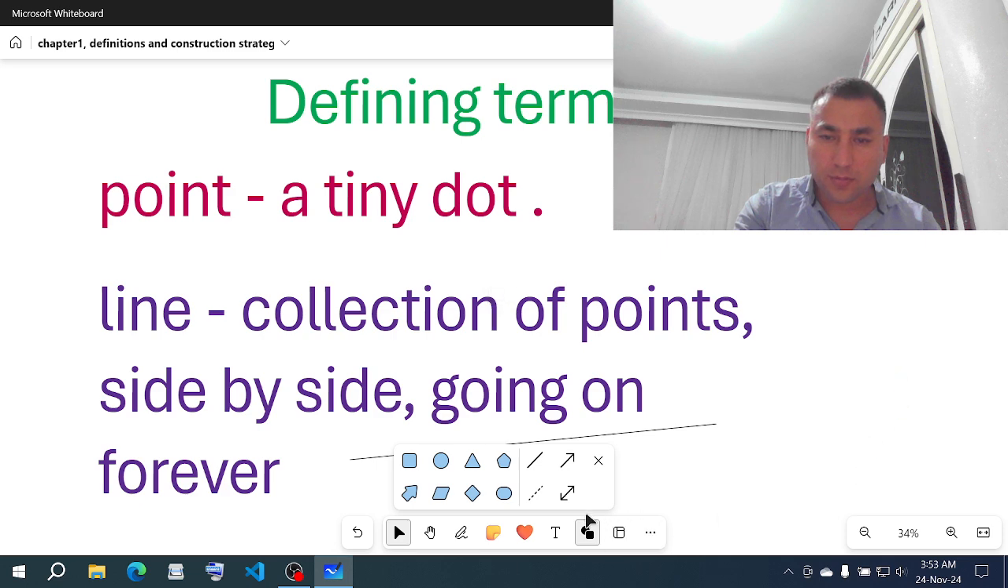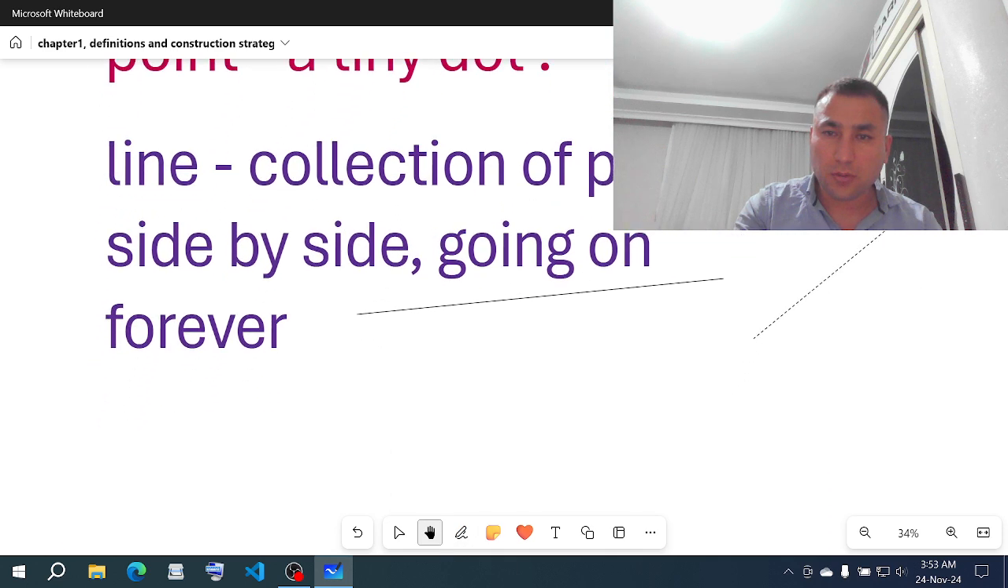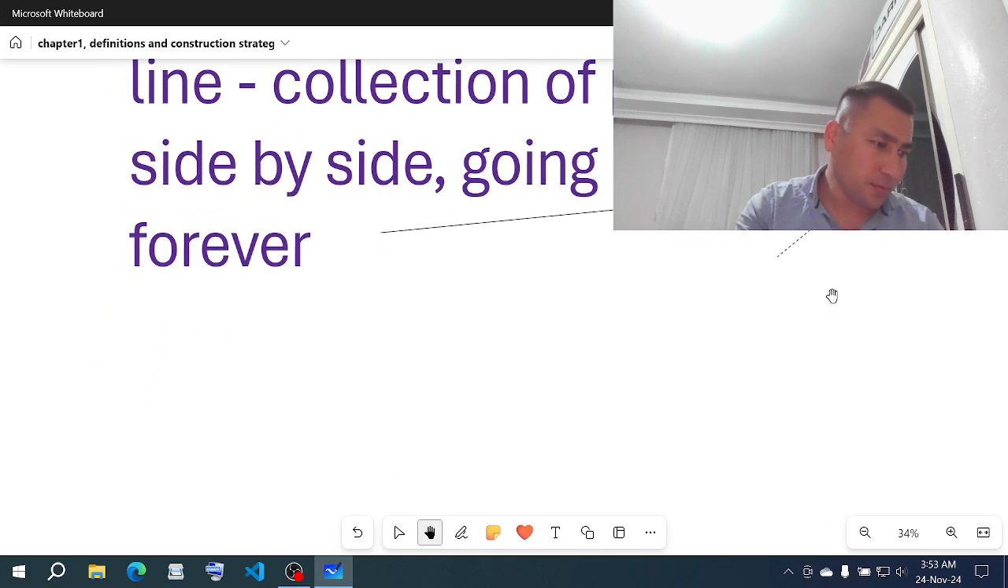Or maybe this. You see, they are the collection of the points. Also it has no width, no height, and it's 1 point wide.